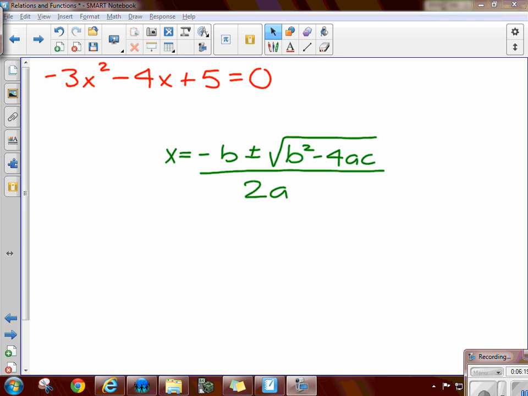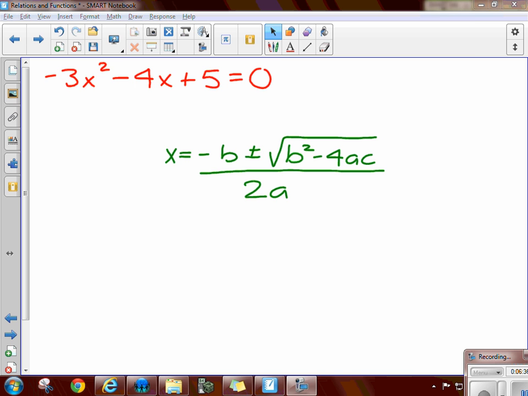So here is our next equation we're going to look at, negative 3x squared minus 4x plus 5 equals 0. Now, we could try to solve this through factoring. If you don't want to factor, we could always use this quadratic formula, or if the quadratic itself is not factorable, we start to use this quadratic formula.